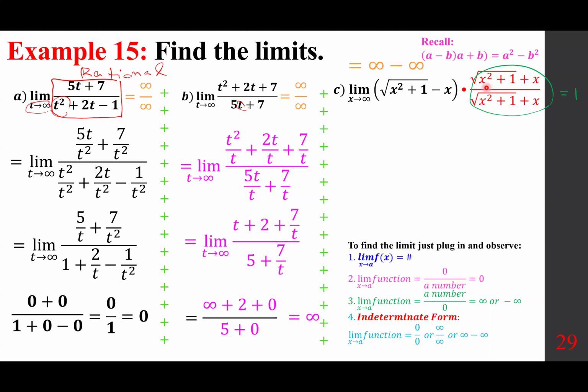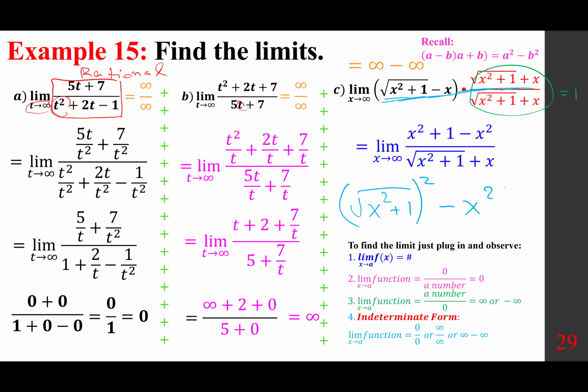When we want to multiply those two, let's extend this fraction bar. So the denominator is looking at us: square root of x squared plus 1, plus x. But what is the numerator? The product of these two becomes, let me just write it down here, square root of x squared plus 1 quantity squared minus x quantity squared. This is the numerator, everybody. So it comes out as x squared plus 1 minus x squared.